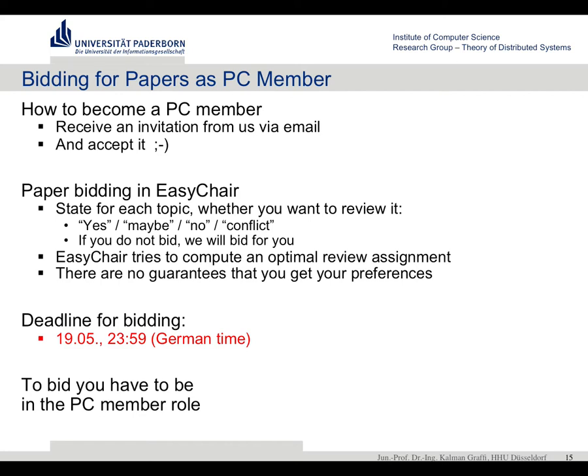If you do not make a selection, that will be made automatically, and EasyChair will try to compute an optimal review assignment based on your choices. So you can also make more choices, you can have fewer choices, but anyway you will receive 3 papers that you have to review. Okay, so there's quite some time, 1 month, to make your selection of which papers you want to review.